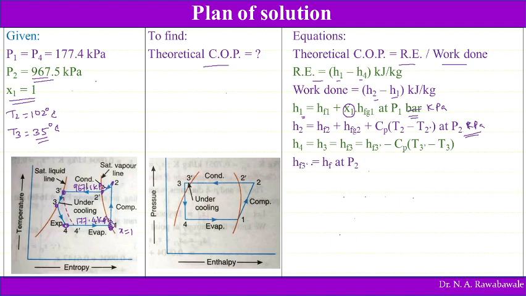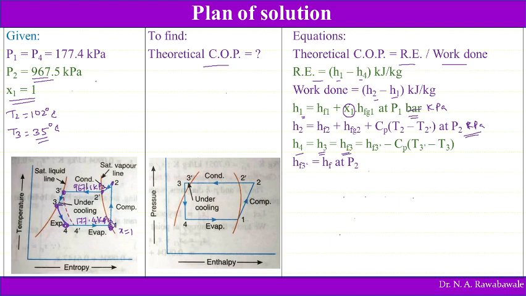Then we must know enthalpy at point 4. So enthalpy at point 4 is equal to enthalpy at point 3, because this 3-4 process is a throttling process. There we say enthalpy before throttling is equal to enthalpy after throttling. So enthalpy at point 4 is equal to enthalpy at point 3. Enthalpy at point 3 can be known as HF3.